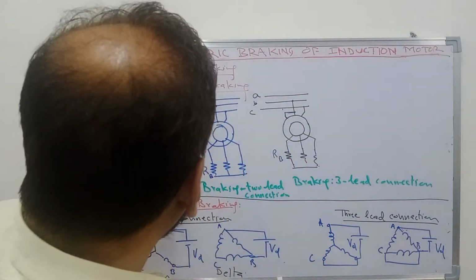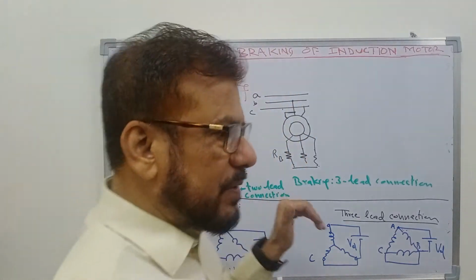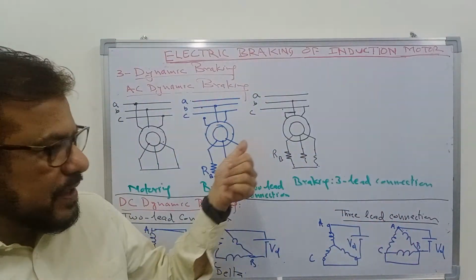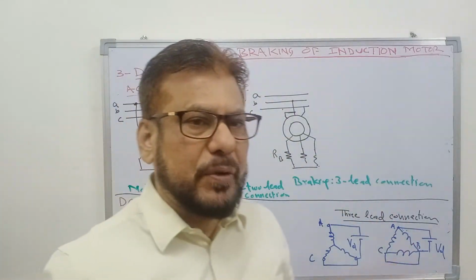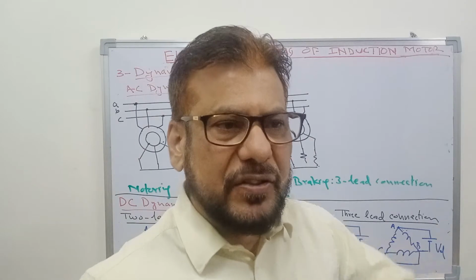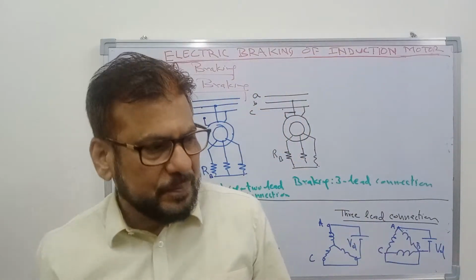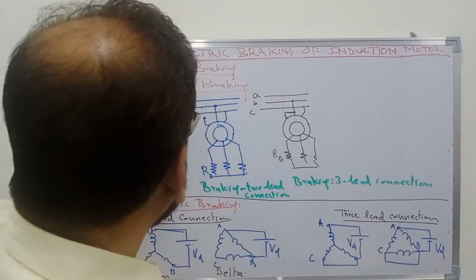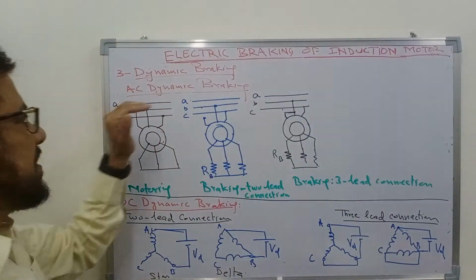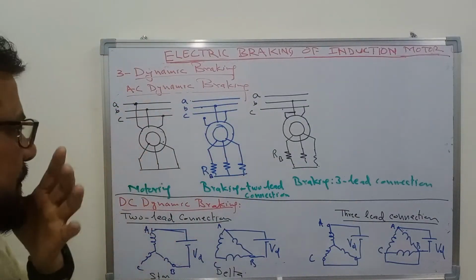So there are two types of dynamic braking. One is AC dynamic braking and the other is DC dynamic braking. In AC dynamic braking, AC supply is used, and in DC dynamic braking, DC supply is used. So let us first understand the AC dynamic braking, how it is obtained.